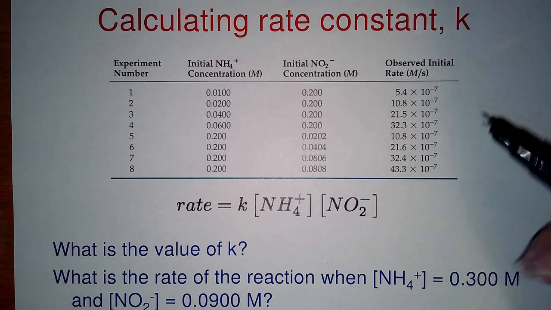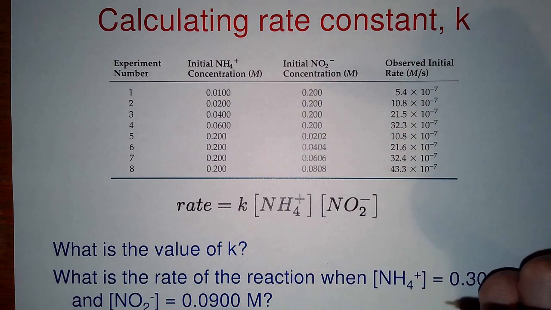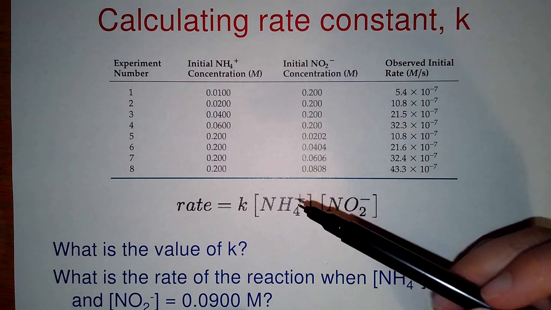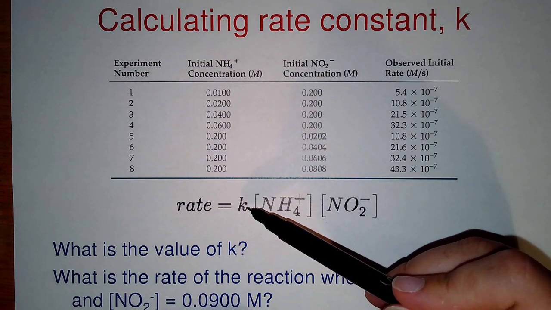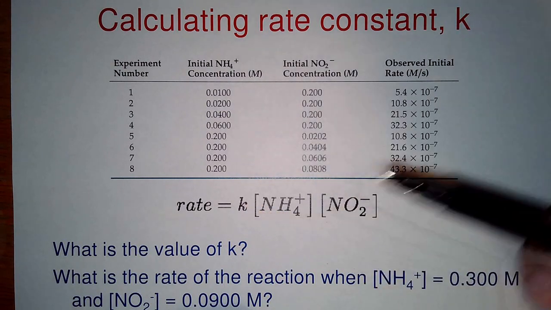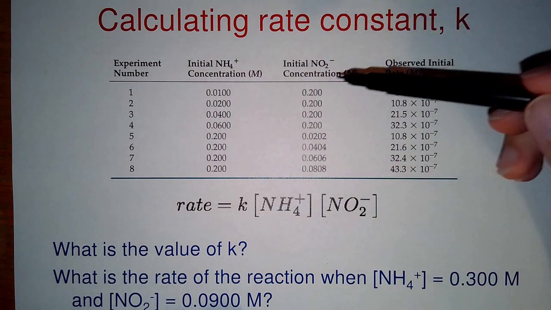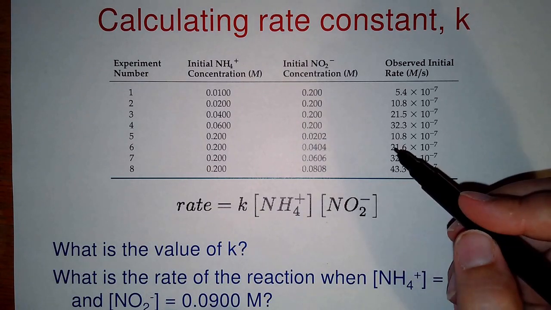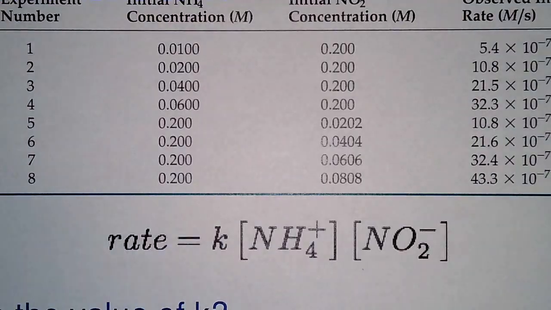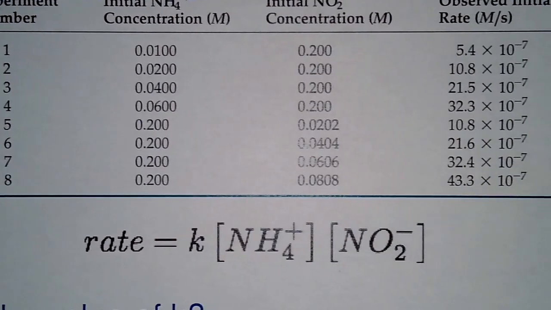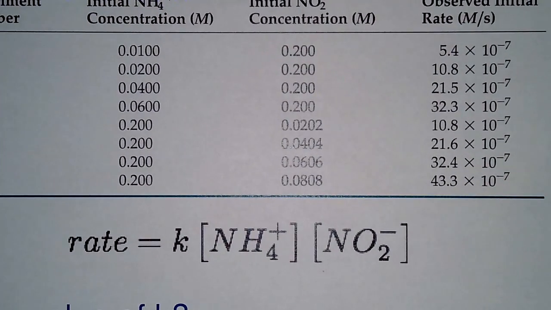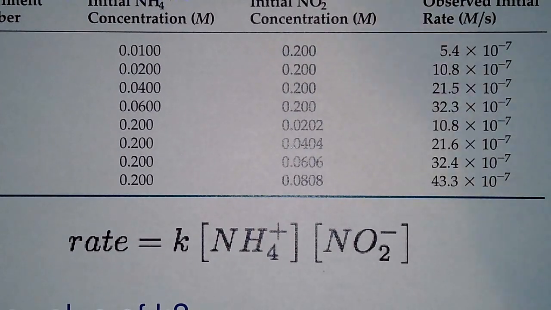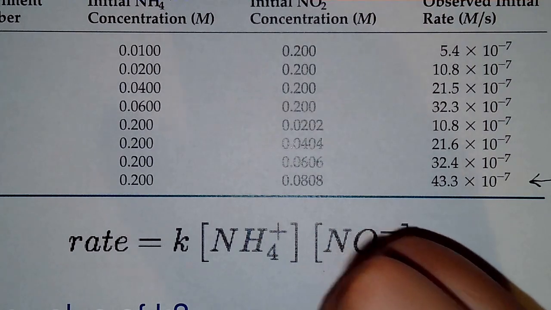But how do we find K now? Since K is a rate constant, it should be the same for this reaction regardless of the concentrations we start with. So we just need to pick one of these experiments to fill in our information, and it doesn't really matter which one you pick. I'm going to pick experiment 8, which is the last one here. So I'm going to put the rate information.